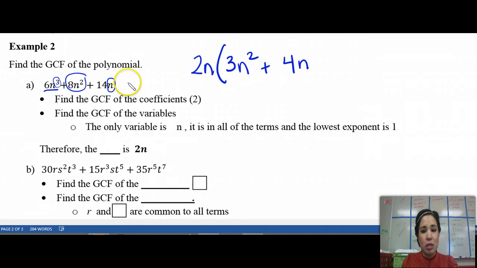And then I have 14n. So 4 times what? 2 times 7, I know, is going to give me 14. And I already have the n, so that's as far as I go.